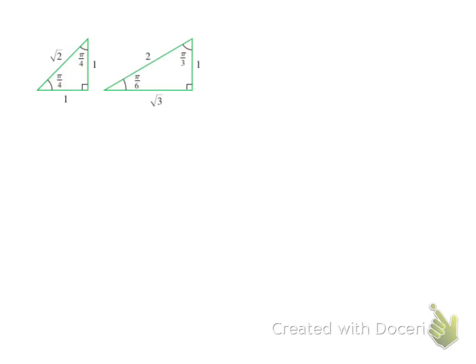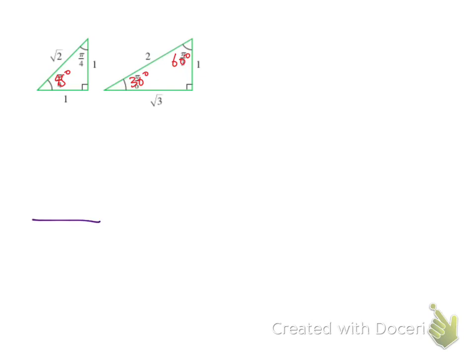These are two very special triangles that will give you all the special trig ratios of special angles, so you need to remember them. Well, first of all, pi over 4 is 45 degrees, okay? And this is 30 degrees and this is 60 degrees. So you have the 45, 45, 90 degree triangle, and you have the 30, 60, 90 degree triangle.